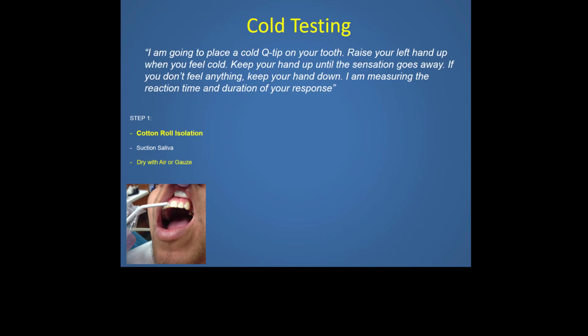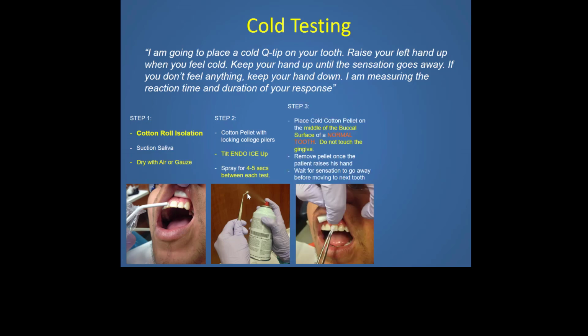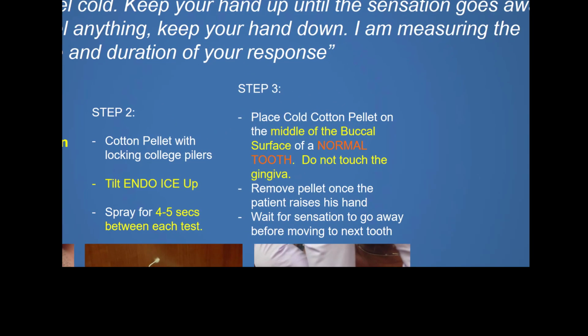In step 1, you will isolate the teeth with cotton rolls. Suction any excess saliva, and dry the teeth with air or gauze. Step 2, cotton pellet with college locking pliers. You'll grab the cotton pellet, which is right here, tilt the endo ice up and spray for 4 to 5 seconds between each test.